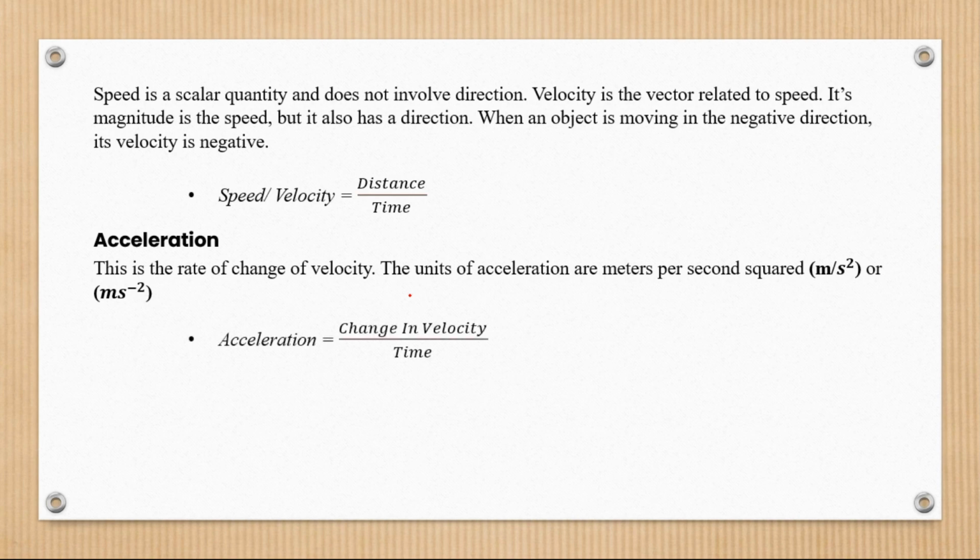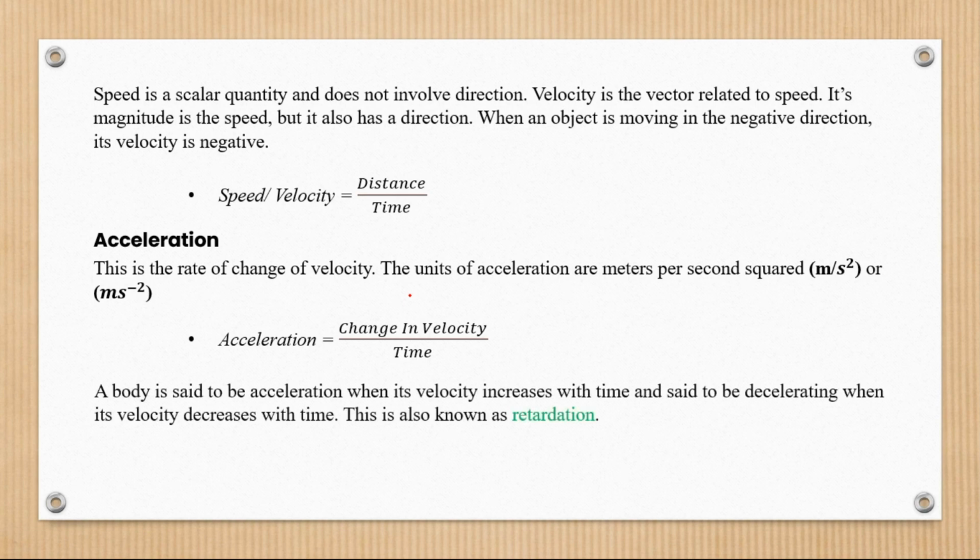Alright, and how do we get acceleration? Acceleration is equal to change in velocity over time. Just note that a body is said to be accelerating when its velocity increases with time, and it is said to be decelerating when its velocity decreases with time. This is also known as retardation. This is a term you just have to get familiar with. It means deceleration, or a body decreasing in speed over time.